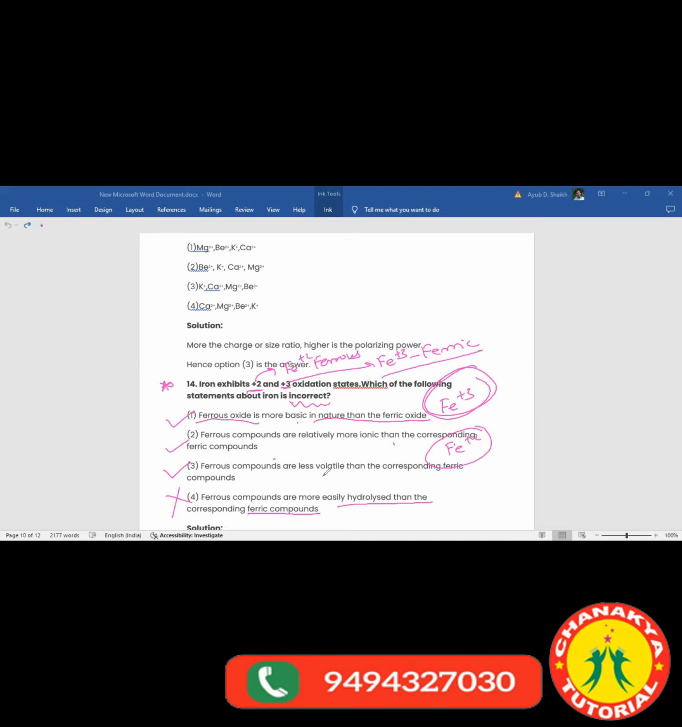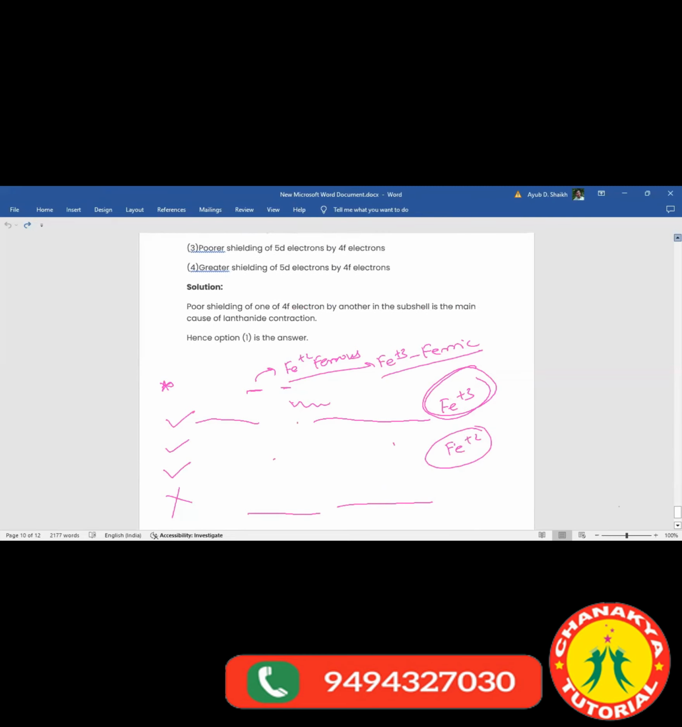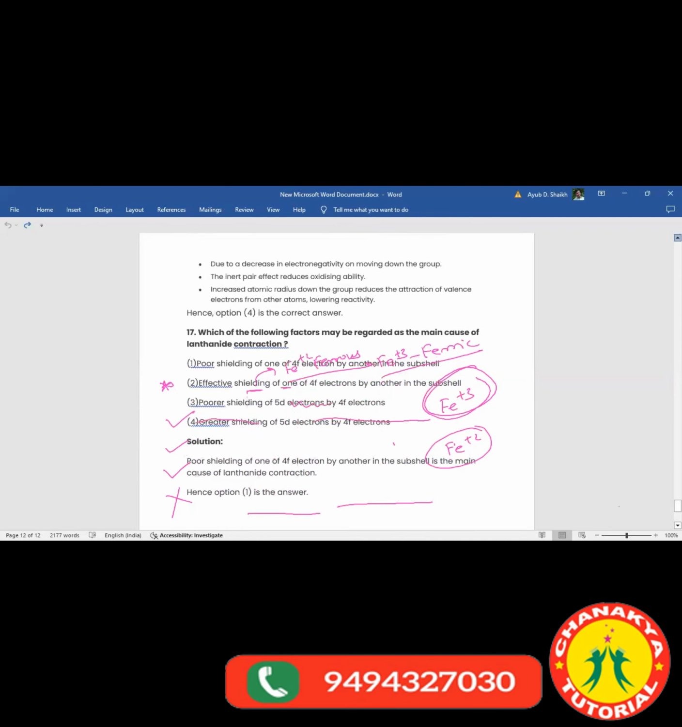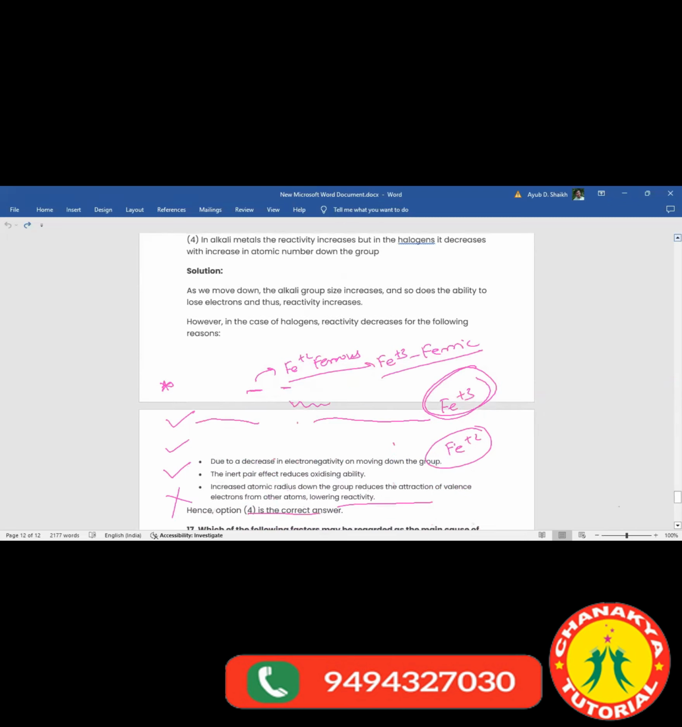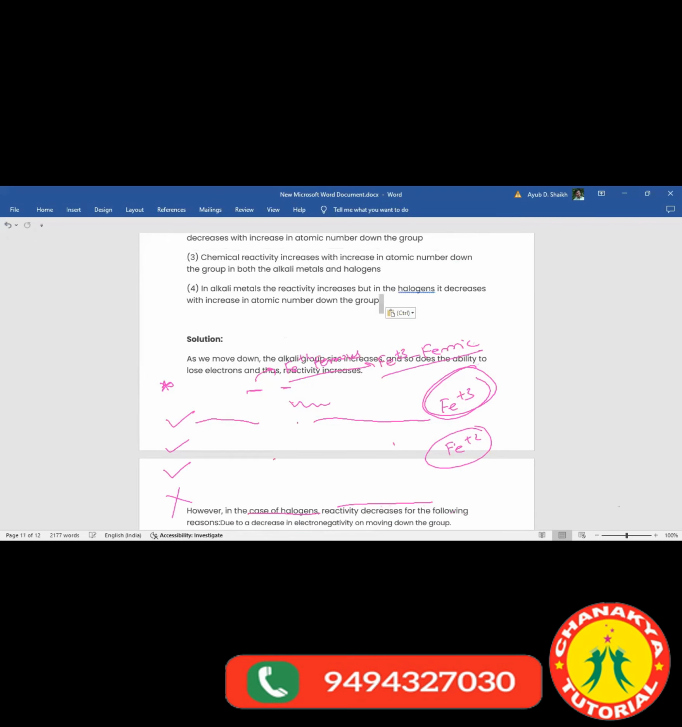So let's see what is given to you. Oh, sorry. Your option 4 is, as we move down, the alkali group size increases. No, this wasn't that problem.